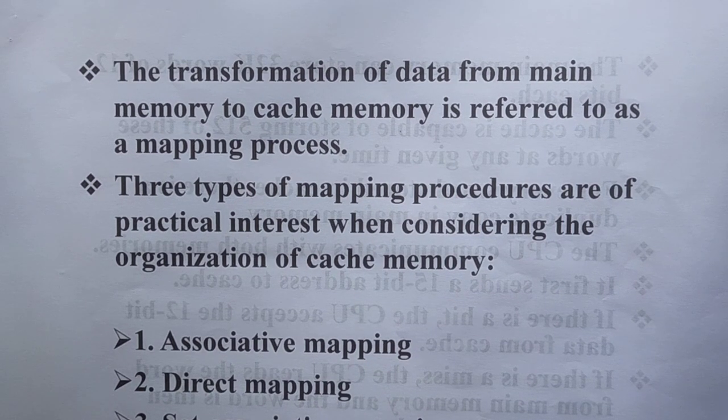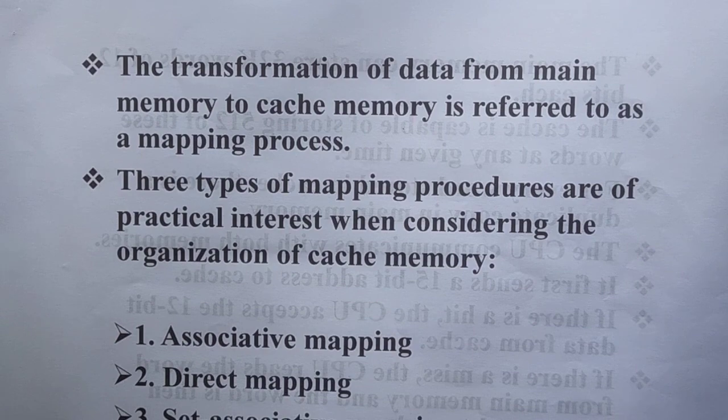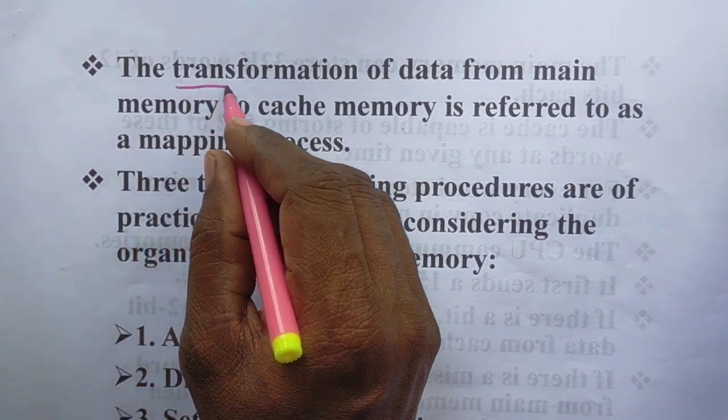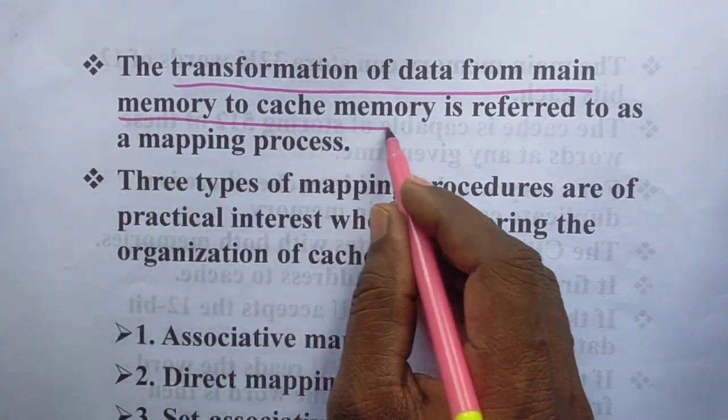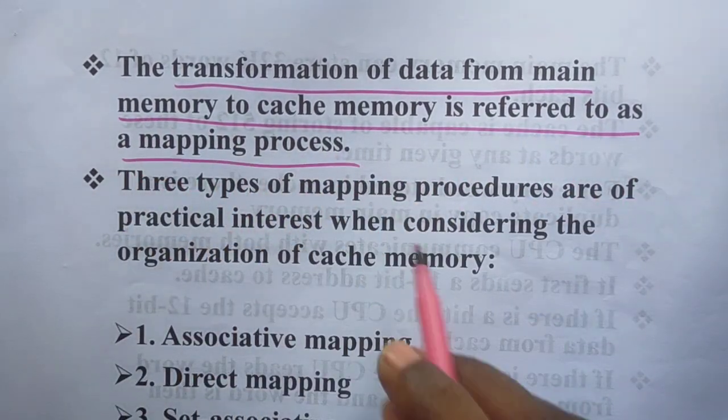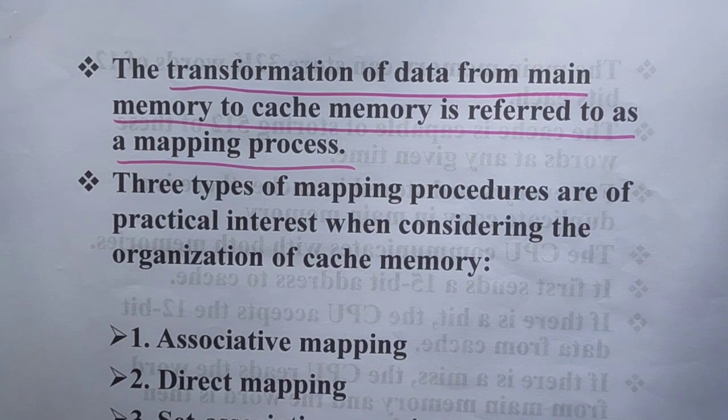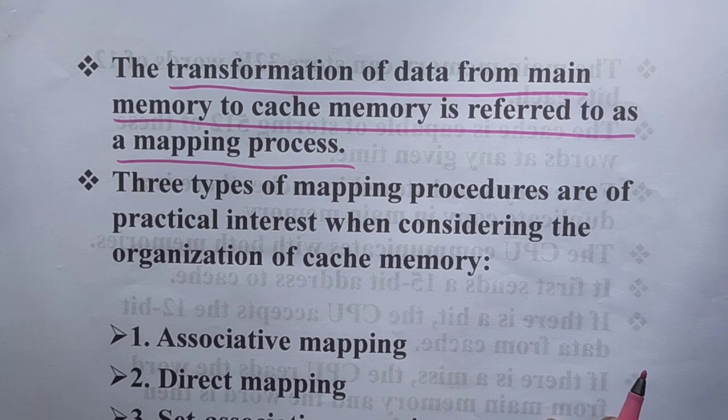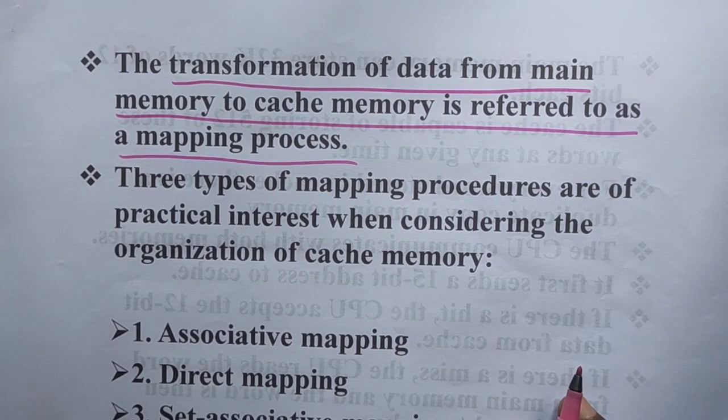Okay. So now we see that the transfer of data from main memory to cache memory is referred to as a mapping process. That means whenever we transfer data from main memory to cache memory, we go through some mapping process, which determines which data needs to be accessed.